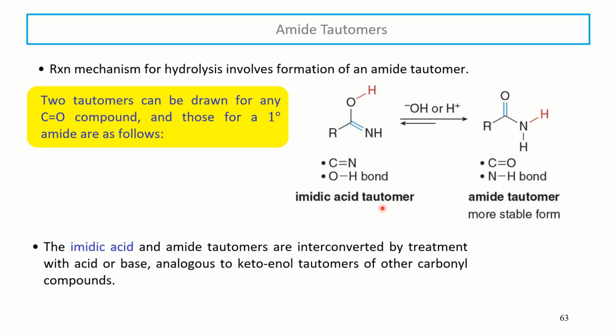So what you've got to do is go ahead and do the reaction mechanism for me, and of course the imidic acid will tautomerize to give you the amide tautomer, which is your desired tautomer, the more stable form.